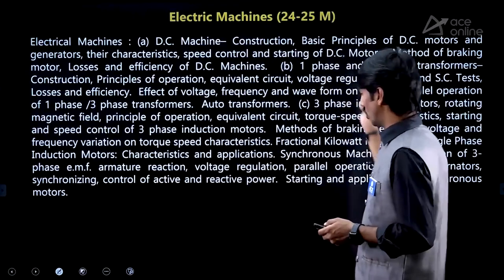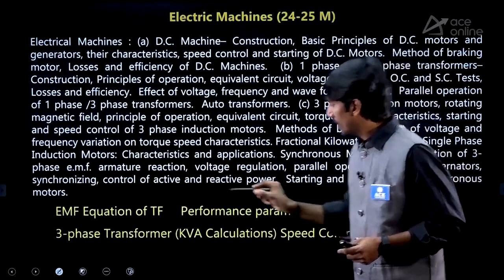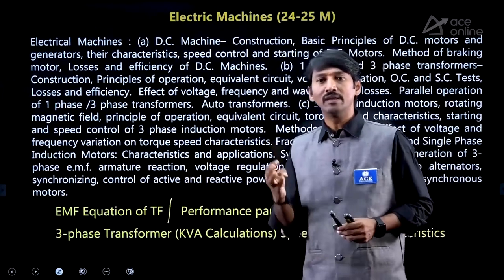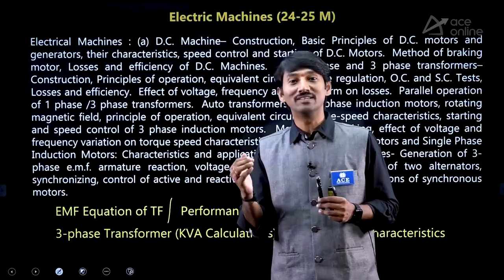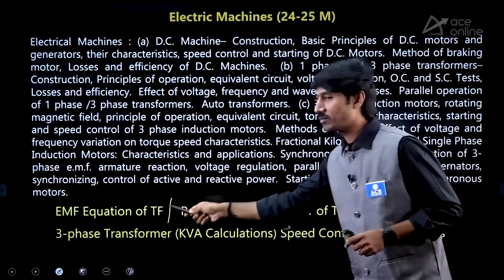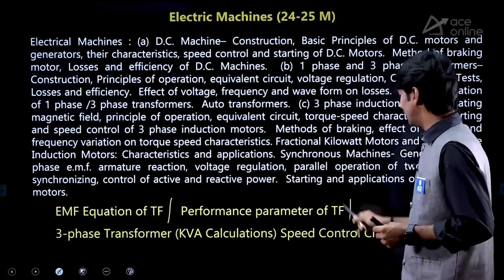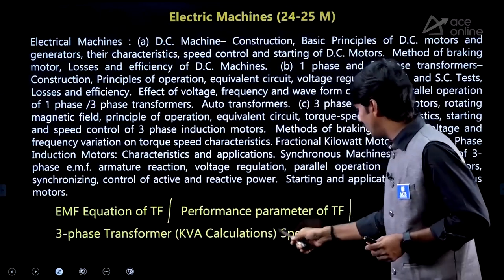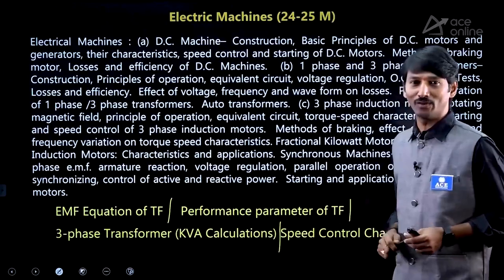From all these topics, you have to concentrate more on the EMF equation of transformer. Not only transformer, the EMF equation of generator also. Eg equals PΦZN by 60A, based on those corresponding formulae. Transformer as well as DC generator. Performance parameters of transformer. 3-phase transformer KVA calculations. Mostly they are concentrating on KVA calculations.